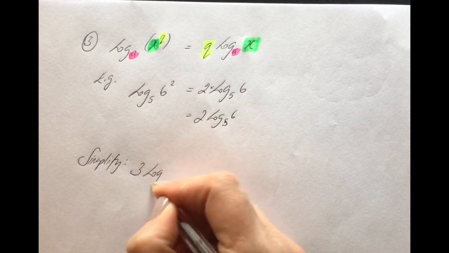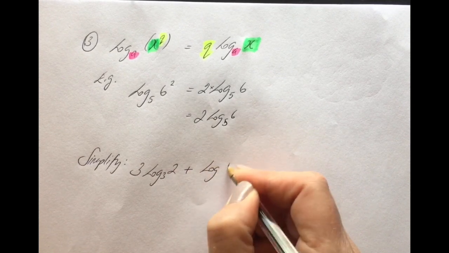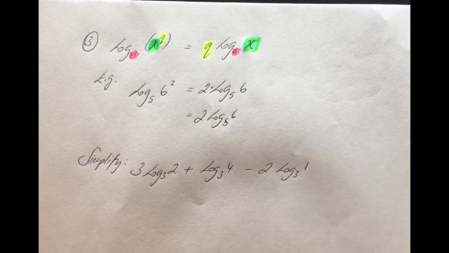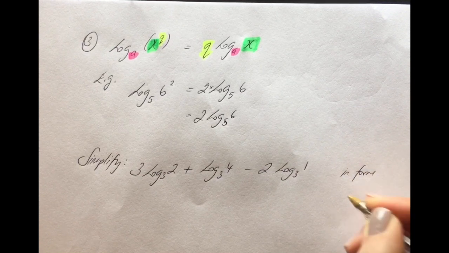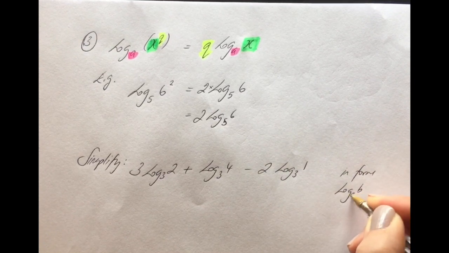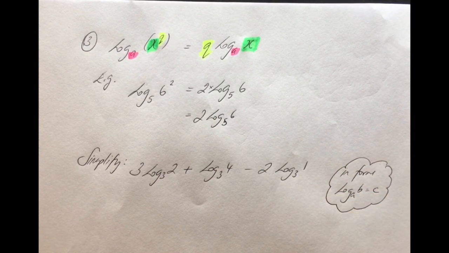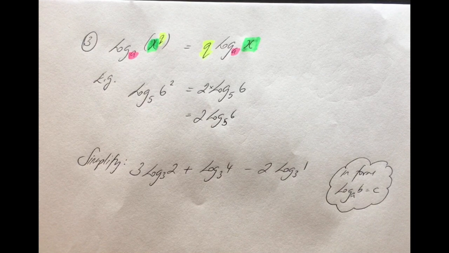Let's say you have 3 log 2 in the base 3 plus log 4 in the base 3 minus 2 log 1 in the base 3. Okay, and we need to write our answer in the form log b in the base a equals c. All right, so we need to rely on our laws of logs. We can't just put this all into the calculator. Right, pause the video if you want to give this one a go.